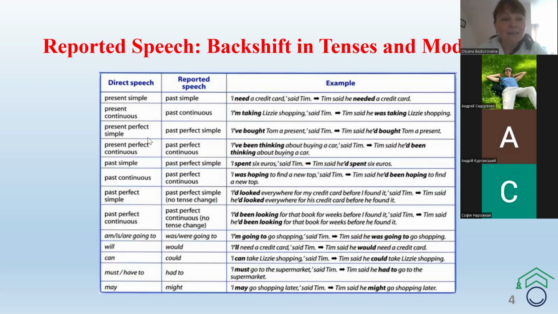And one more sentence, Andrew. Present perfect simple to past perfect simple. I've bought Tom a present, said Tim. Tim said he'd bought Tom a present. Bought. Thank you very much. Present perfect simple is changed to past perfect simple.